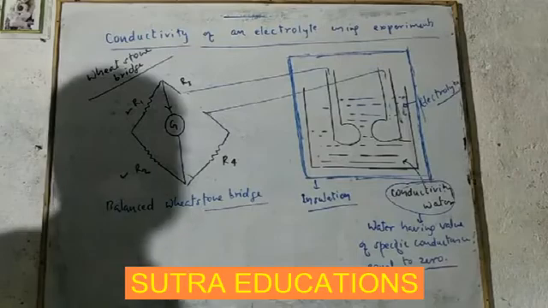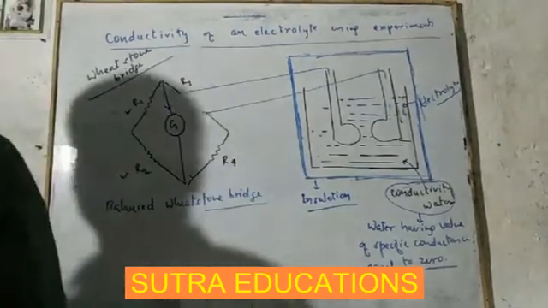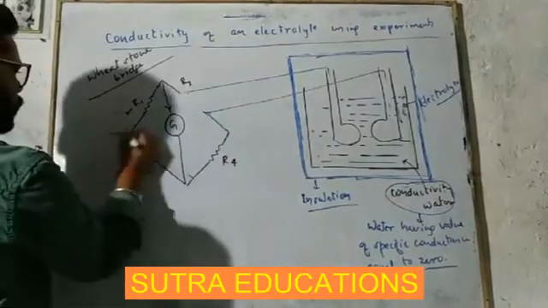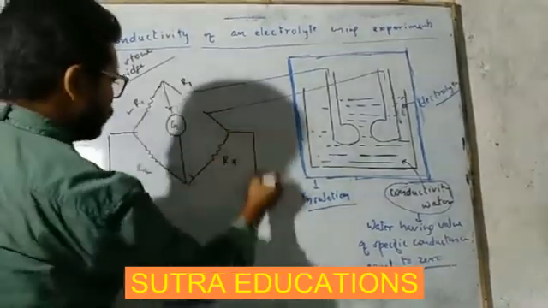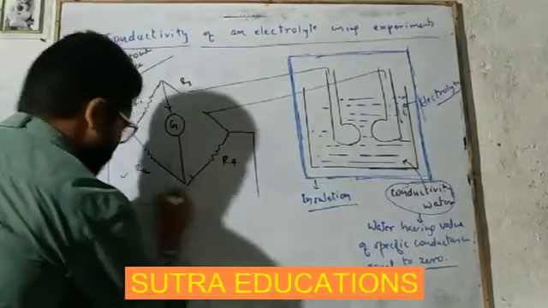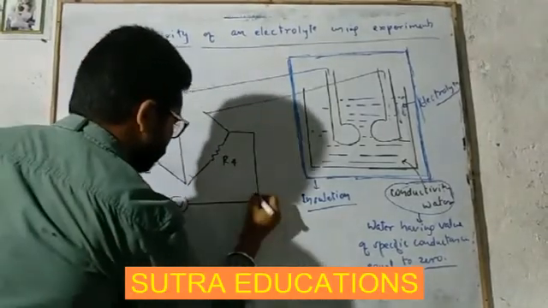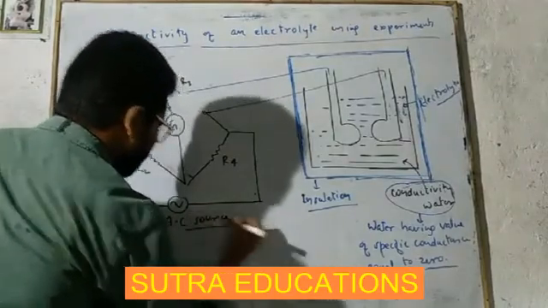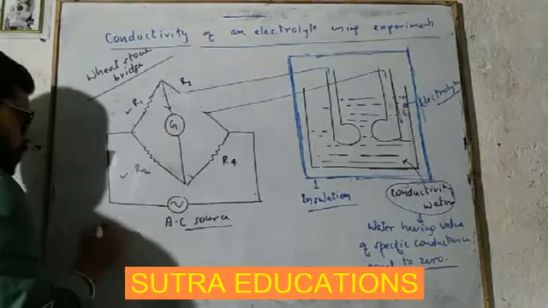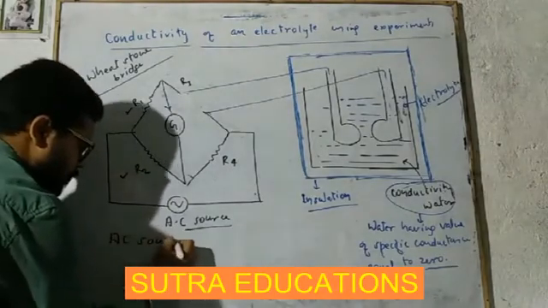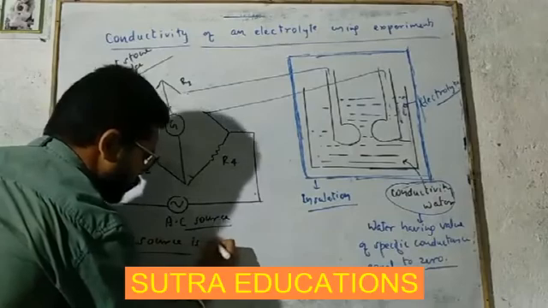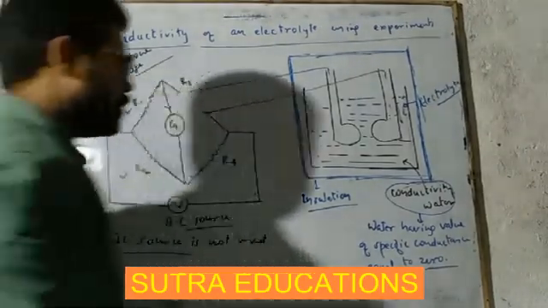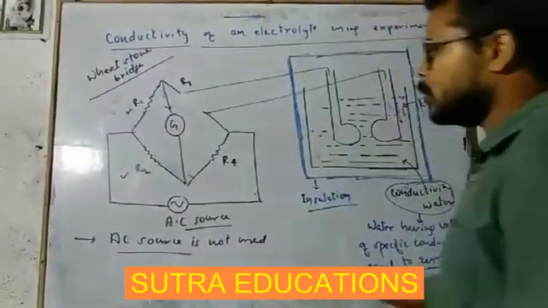And here we use one AC source. You have to keep in mind that a DC source is not used here. Why is a DC source not used? Just to avoid deposition of ions.